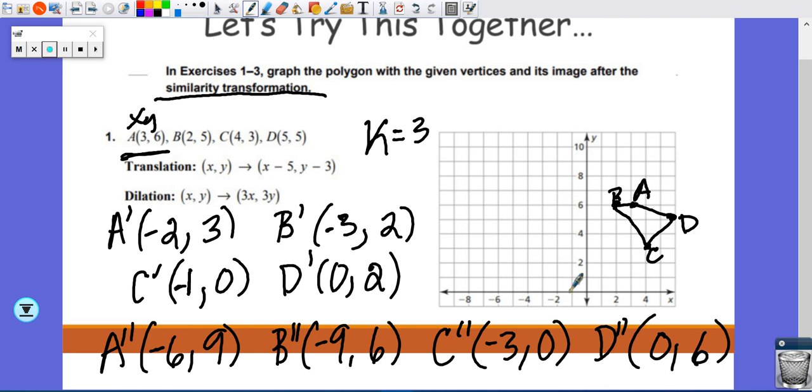So here I'm going to graph my final result. Now, if you want to graph the prime in between that, that's fine. But I'm just going to stick with the double prime because that's where I end up at the end.